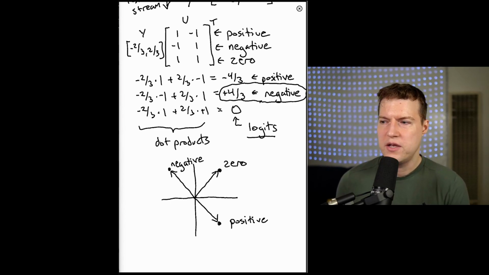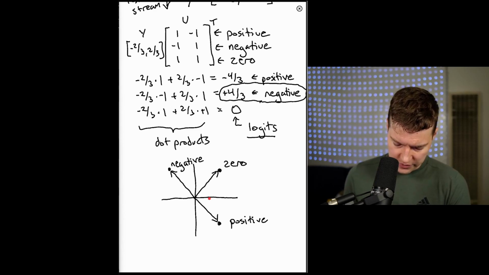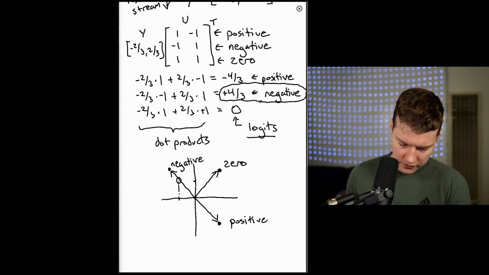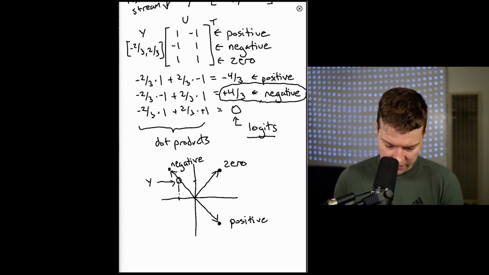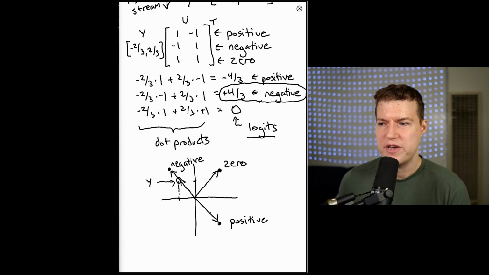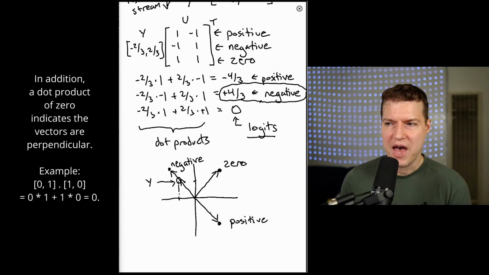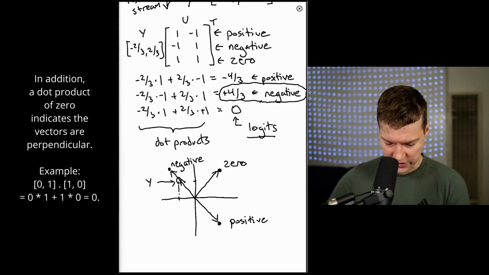My final output is negative 2/3, 2/3. If I draw that here, did I get that wrong? Oh yeah, negative 2/3 is down here, 2/3 is right here, and so here is my y. You can see that the vector of my y lines up with the negative class vector. There's a 0-degree angle between them, and because of that, we classify it as negative. Pretty cool, right? That is the intuition behind how the dot products work.